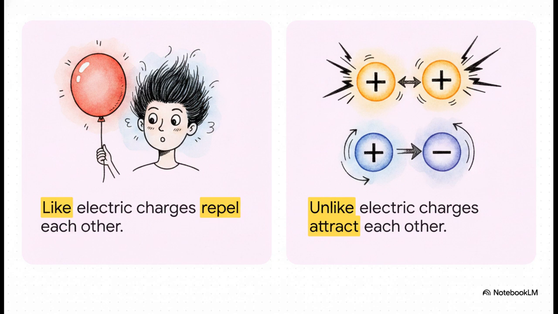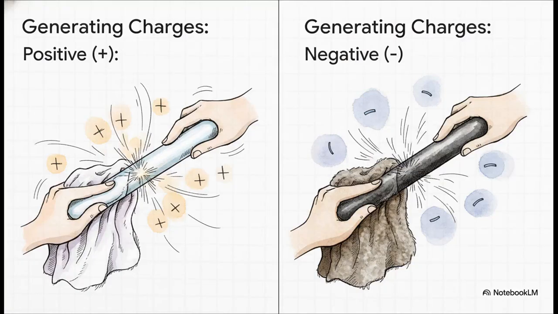Like electric charges repel each other, they actively push away. But unlike electric charges attract each other. Positives want to get away from other positives for sure, but a positive and a negative, they'll snap right together. So how do we even get these charges to appear in the first place?